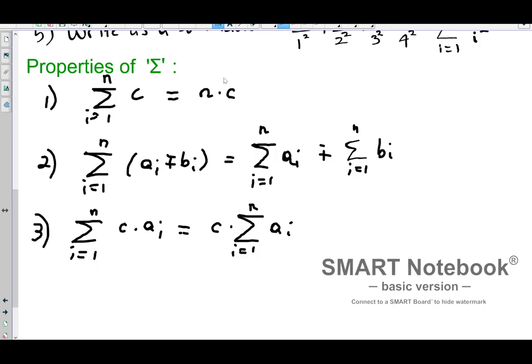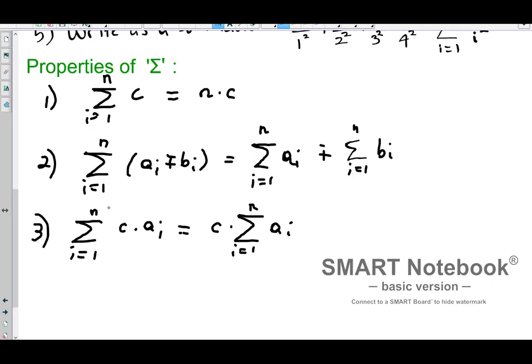Now, what if you have summation i from 1 to n of a sub i plus b sub i? In that situation, you can distribute your summation notation over a plus or minus. So it'll be summation of the first quantity plus or minus summation of the second quantity, keeping the indices the same as i goes from 1 to n in both cases. And what if you have a constant times a sub i? You're summing this quantity from i goes from 1 to n. How do you simplify that?